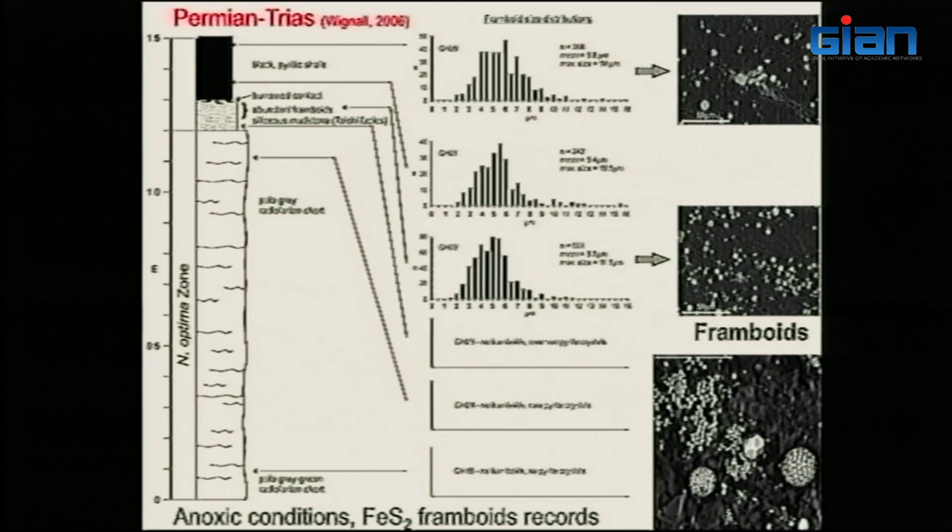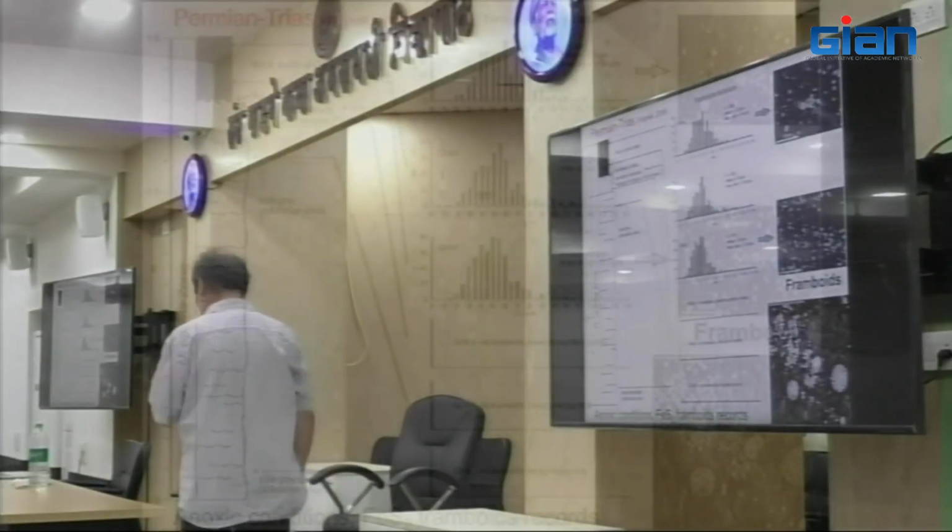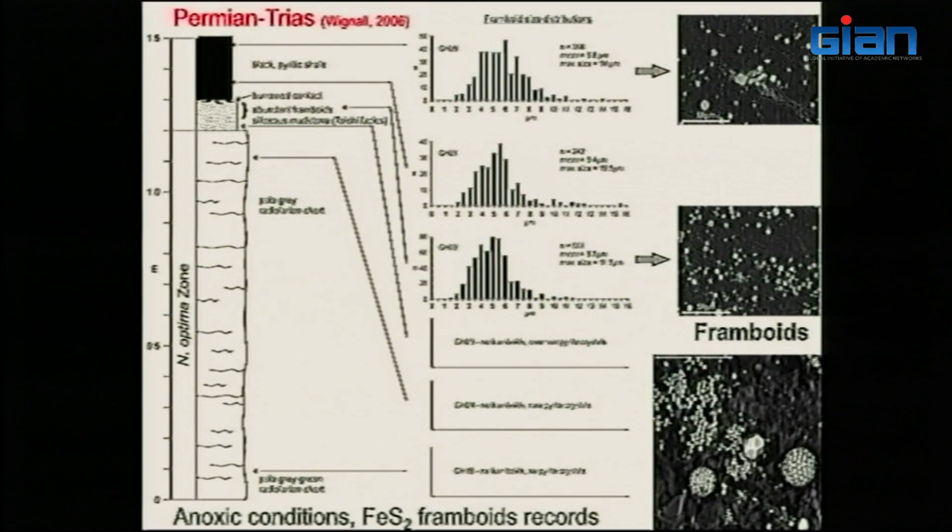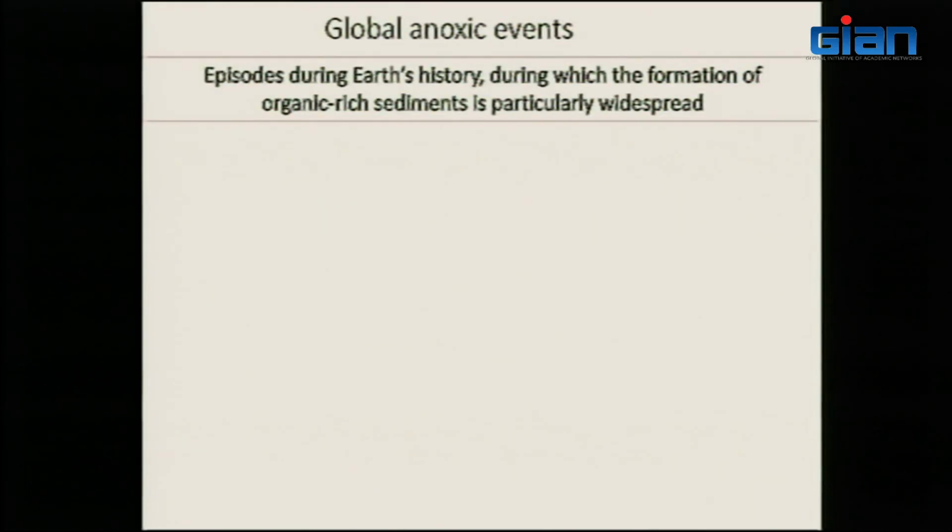This is a way that you can do simply on the field or under microscope. Clearly, you can use geochemistry, and we will see this later. But in fact, we have to define a little bit what global anoxic events are more or less. So this is quite simple.